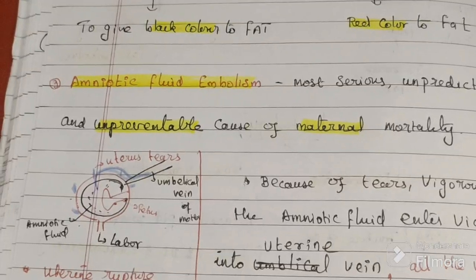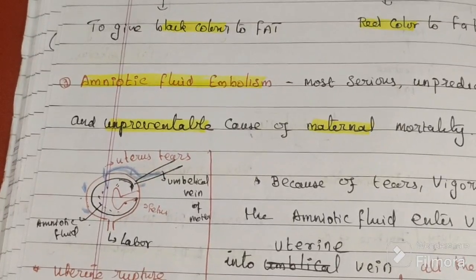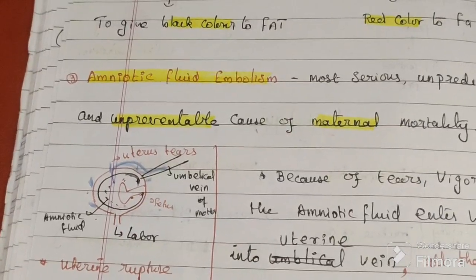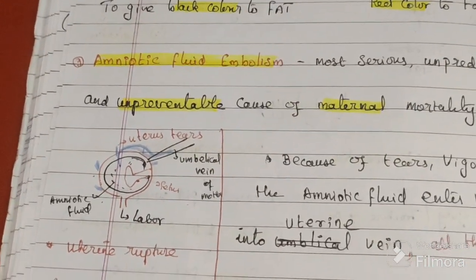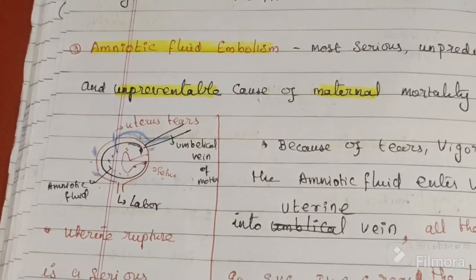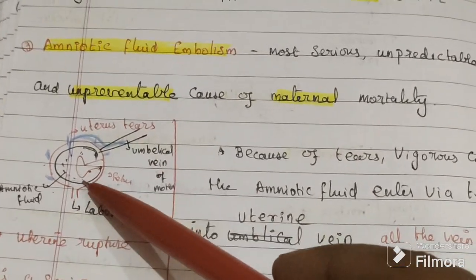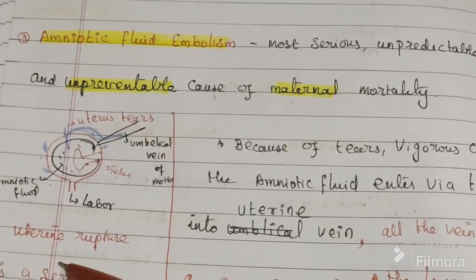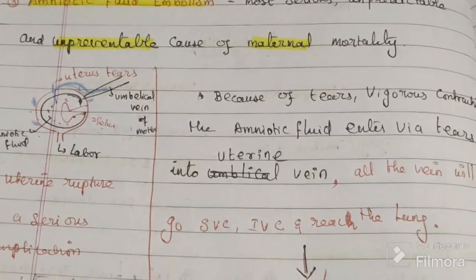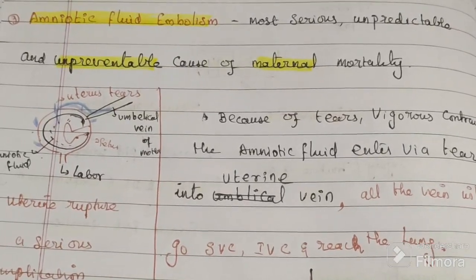During the gestational period, the fetus is surrounded by amniotic fluid. Now suppose it is the time of labor. The lady is in labor pain, and during labor the uterus contracts vigorously.